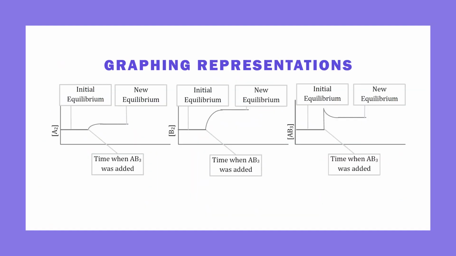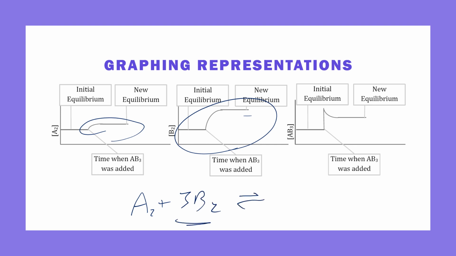Okay, so you could also use that same example from the previous slide, but graph the amounts of each substance over time. So originally we had some A2, and then when we added AB3, we proceeded in the reverse reaction and created more A2. Originally we had some B2, and when we added AB3, it proceeded in the reverse direction, and it created more B2. But notice how the B2 increased by a lot more than the A2, and that's because the reaction was A2 plus 3B2, right? So it's going to increase 3 times as much as the A2 if it's proceeding in the reverse direction.